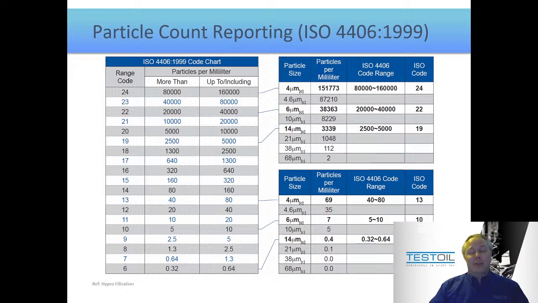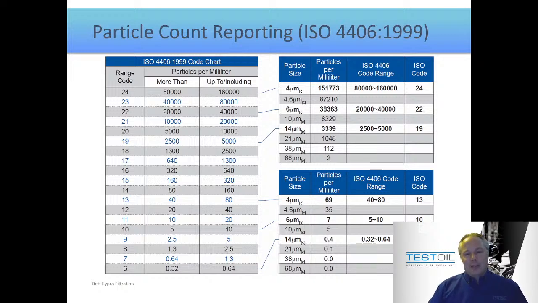The variance between 5 and 10 particles is only 5. The range between 10 and 20 is 10. The range between 20 and 40 is 20. Right? The ranges are getting bigger and bigger and bigger the higher the codes go, not just the counts themselves. And this is important to see and understand when we get to our examples.